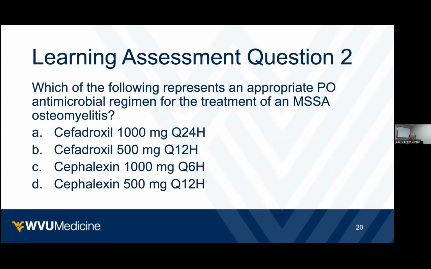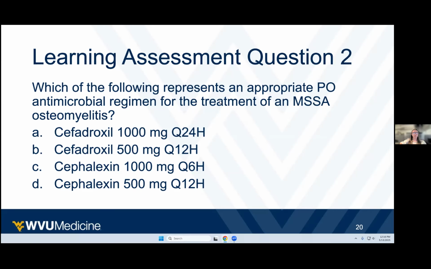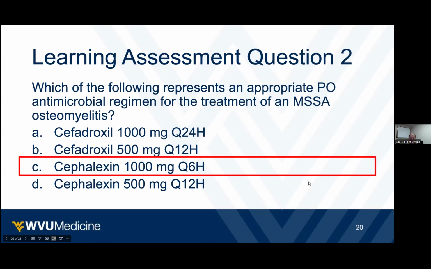So to wrap things up with a second question, which of the following represents an appropriate oral antimicrobial regimen for the treatment of an MSSA osteomyelitis? A, cefadroxil a gram every 24 hours. B, cefadroxil 500 milligrams every 12 hours. C, cephalexin a gram every 6 hours. Or D, cephalexin 500 milligrams every 12 hours. We have some responses. Okay, I'm seeing some C's, which is correct.